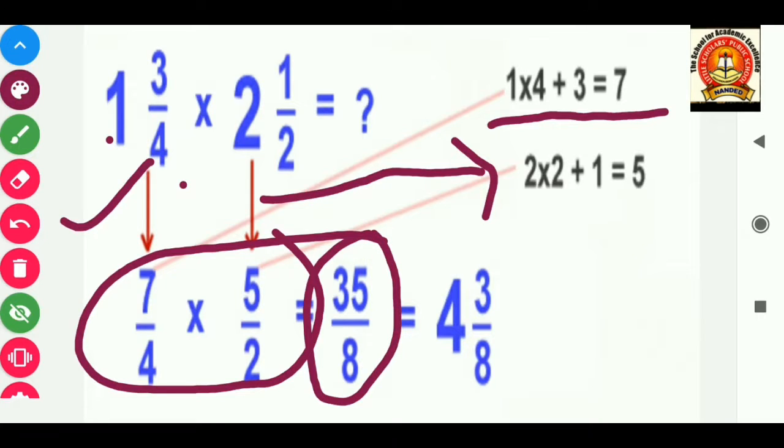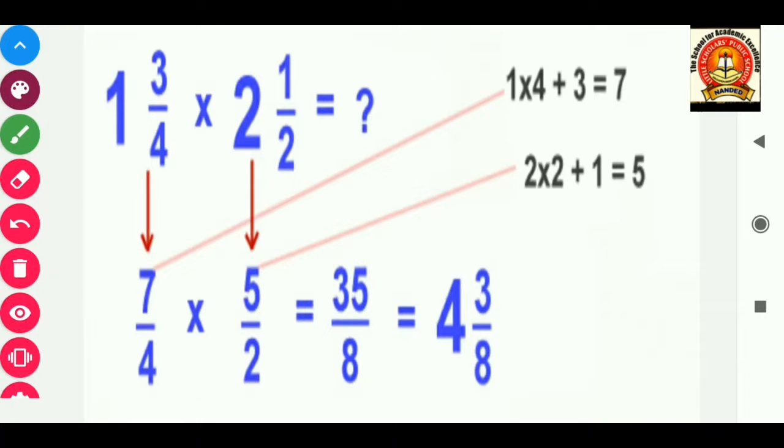An improper fraction is a fraction in which the numerator is greater than the denominator. So you need to convert it into a mixed one by writing it in the format of a mixed fraction. We divide the numerator by the denominator. 8 4s are 32, 3 left, so we write 4 whole and 3 upon 8.